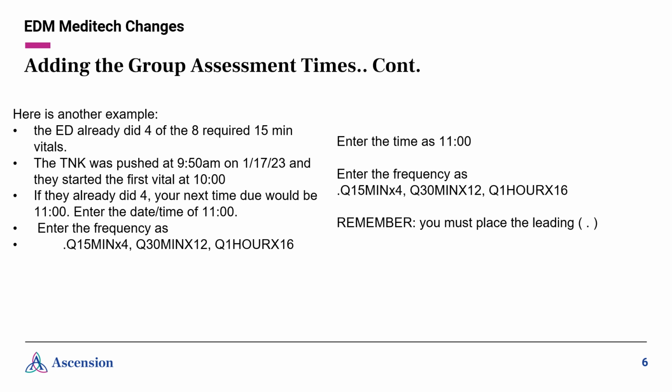Here is another example. The patient came from the ER, and the ER already did 4 of the 8 required 15-minute vitals. The TNK was pushed at 9:50, and they started the first vital at 10. They already did 4, so the next time due is 11. Therefore, you would enter the time as 11 o'clock, the date would be 1/17/23, and then you would enter the frequency as period Q 15 minutes times 4, comma, Q 30 times 12, comma, Q1 times 16. Again, remember, you must place that leading period.